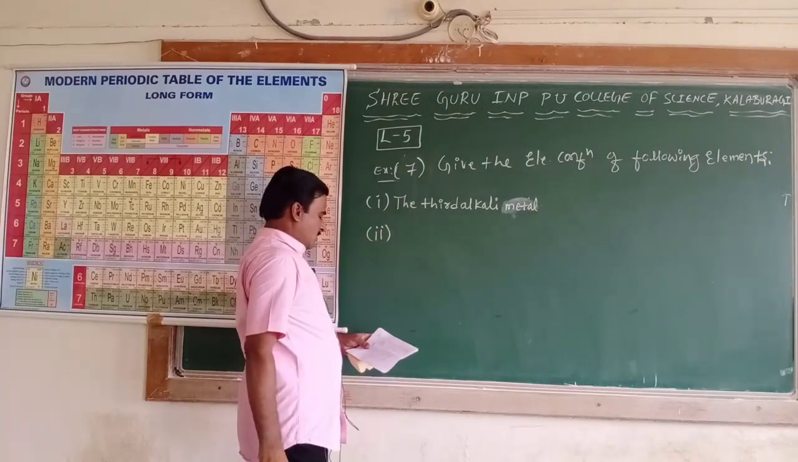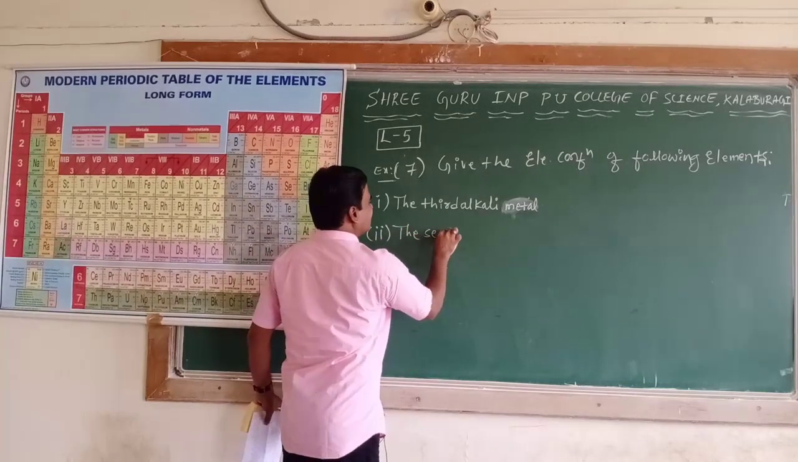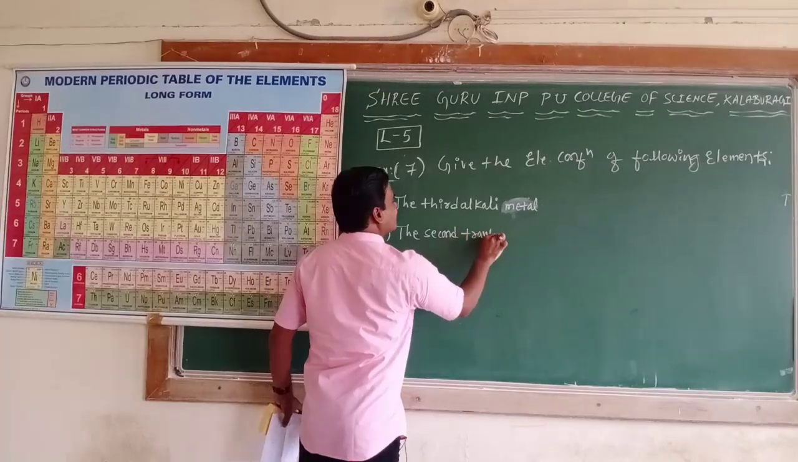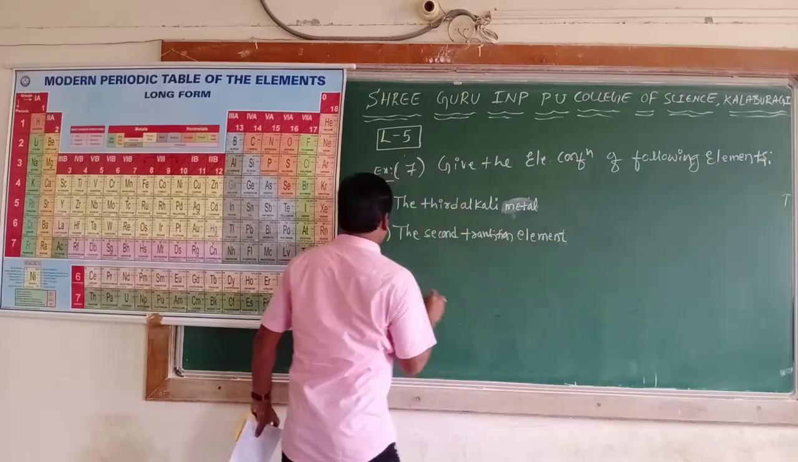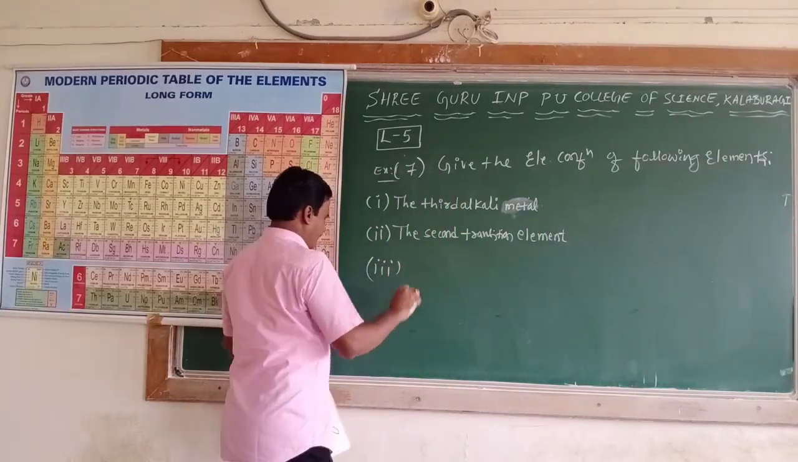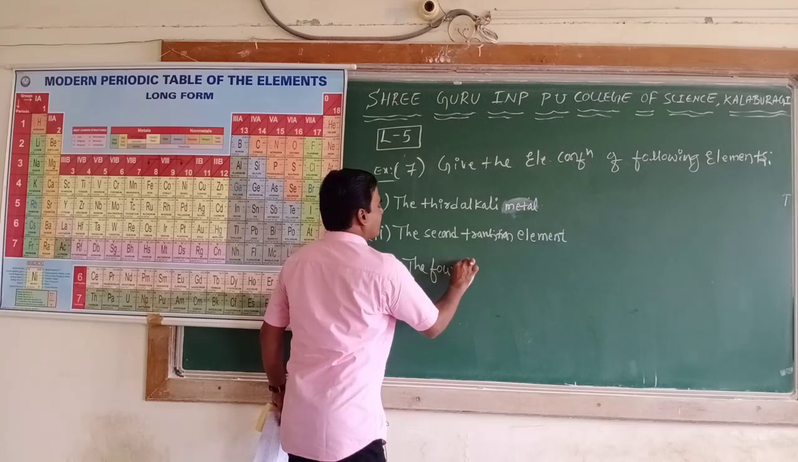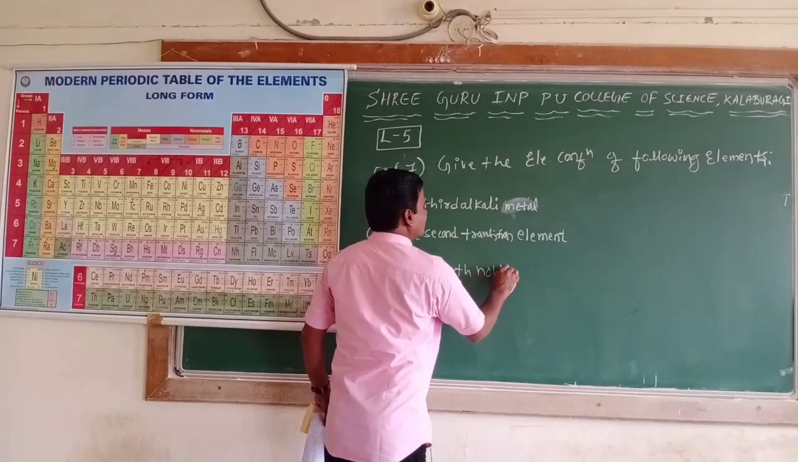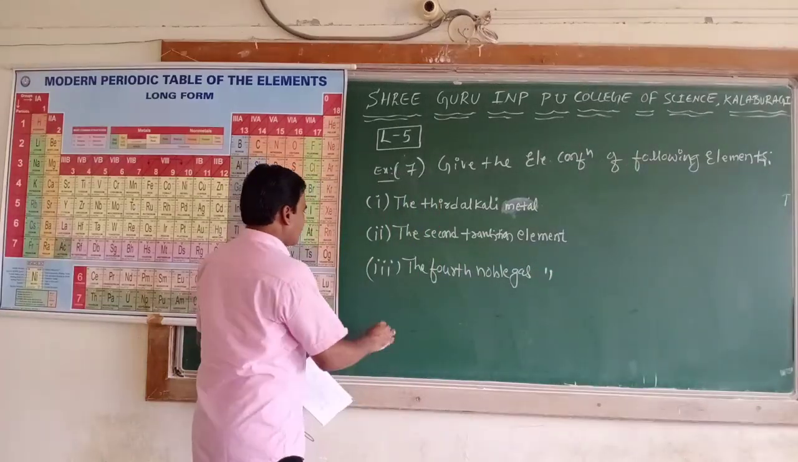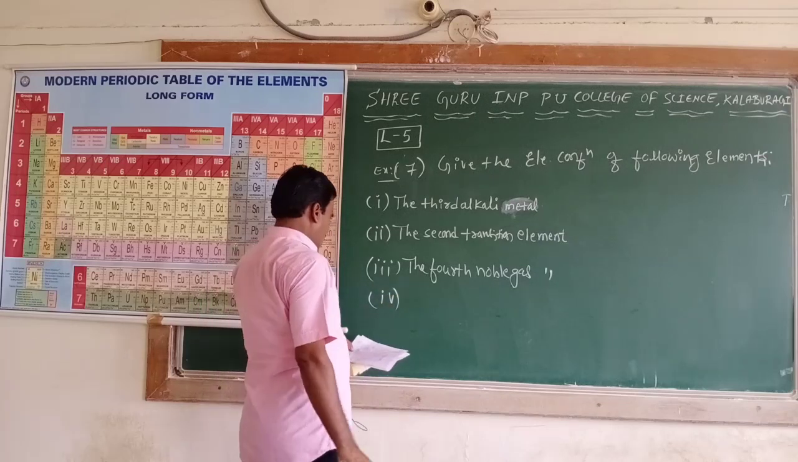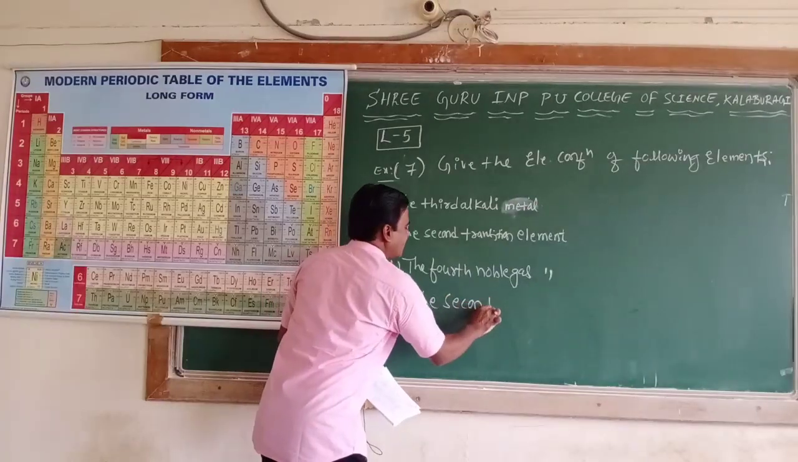Second, the second transition element. Third, the fourth noble gas element. Fourth one is the second halogen.